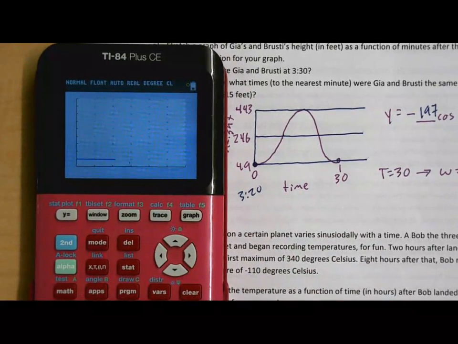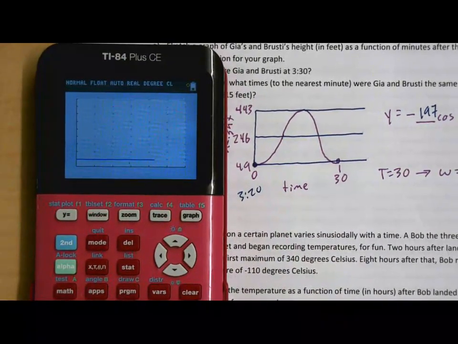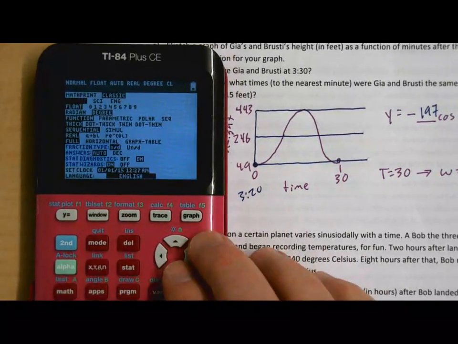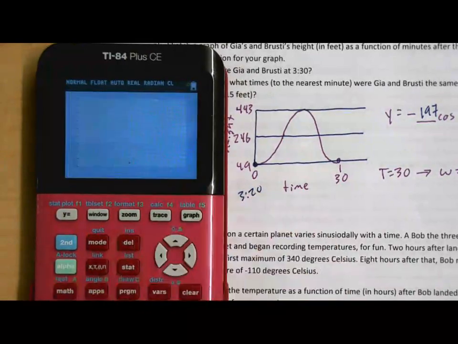Uh-oh, flat line. What's that mean? Probably means I'm in the wrong mode. Probably in degree mode. Now I'm in radian mode.